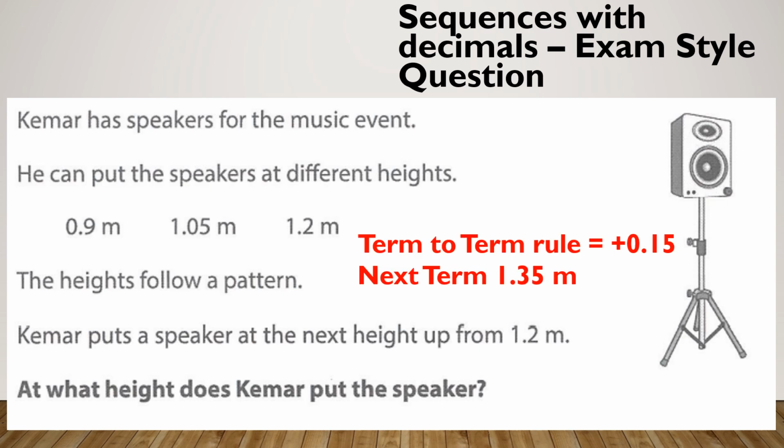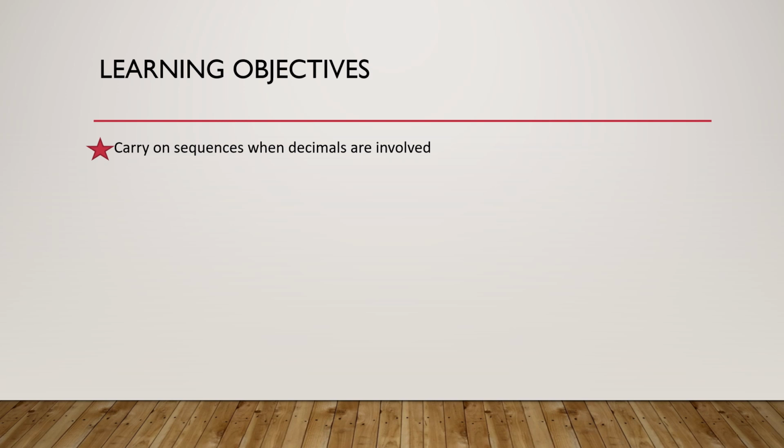Okie dokie. Hopefully you got 1.35. It was going up by plus 0.15 that time. Again, don't forget to add your zeros. If I make that 0.90, 1.05, 1.20, it's easier to see that I'm going up 0.15 each time. So my next one's 1.35. So in this video, we've looked at sequences with decimals.